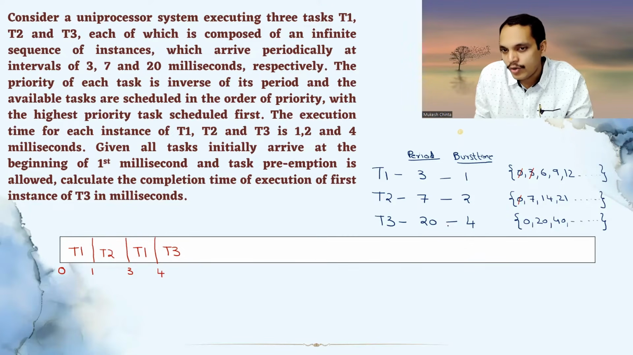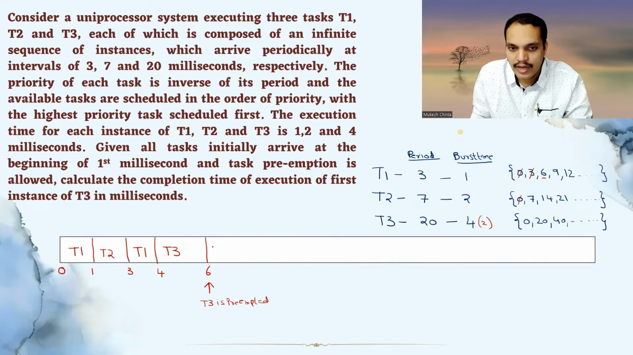So T3 keeps continuing. We would continue until 8, but if you see here, at 6, once again T1 enters into the queue. So you have to preempt T3 at 6. Please remember that, T3 is preempted. Out of these 4 milliseconds, I have still 2 milliseconds remaining because I only completed 2 milliseconds here.